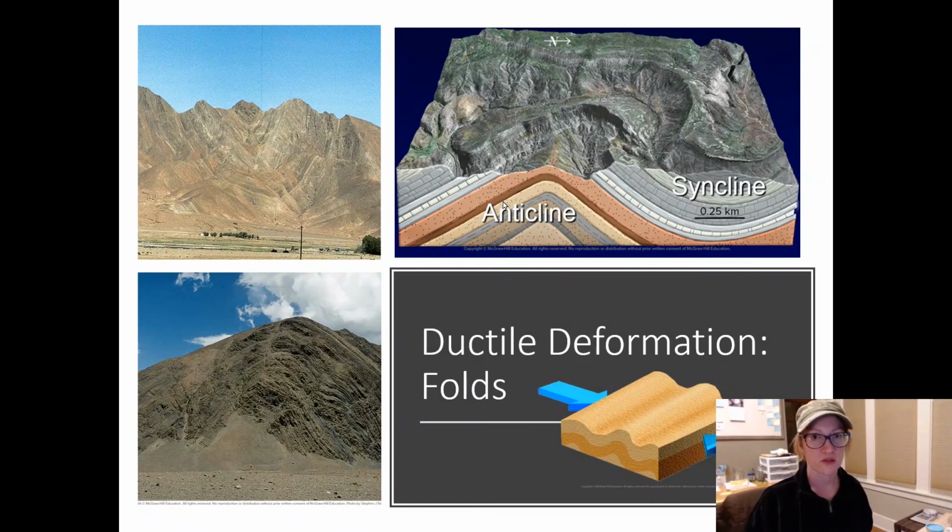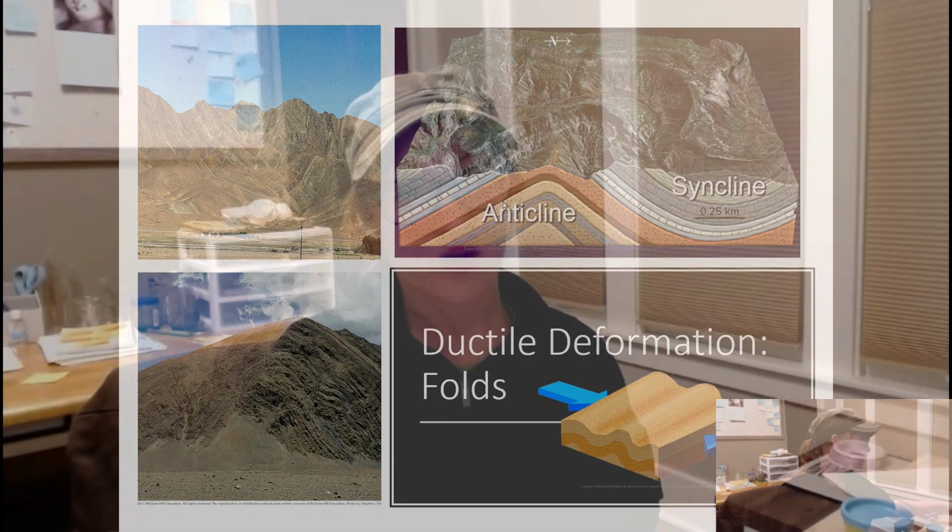Now let's look at ductile deformation. When we compress layers of rock in a ductile regime, what we start to create is a sort of rippling of the rock layers. I'm going to show you the 2 main types of folds that we can get as we compress layers of rock, known as an anticline and a syncline.